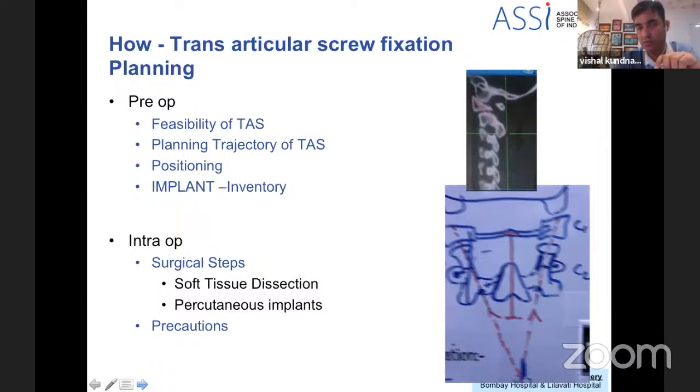And you can do transarticular even in a high riding vertebral artery. That's why planning the trajectory, which has to be tailor-made, is absolutely important in all our patients. And this will also decide the positioning of your screw and the position of the patient. And of course, always be ready with the inventory of the implant.